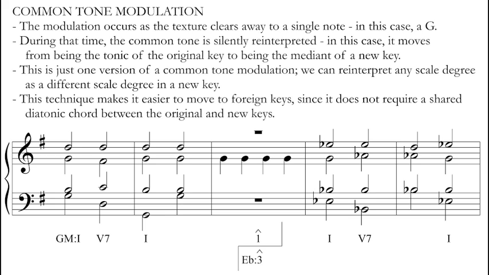So this is what we're looking at when we look for common tone modulation. We're looking for this reduction in texture to a single pitch. And in that time, when we're missing chords, the texture becomes ambiguous. The harmony becomes ambiguous. We're not sure where we are. And the music takes advantage of that to push us to a new key area. Very similar to pivot chord modulations, where we have an ambiguous chord that pushes us towards a new key. Let's look at something similar.